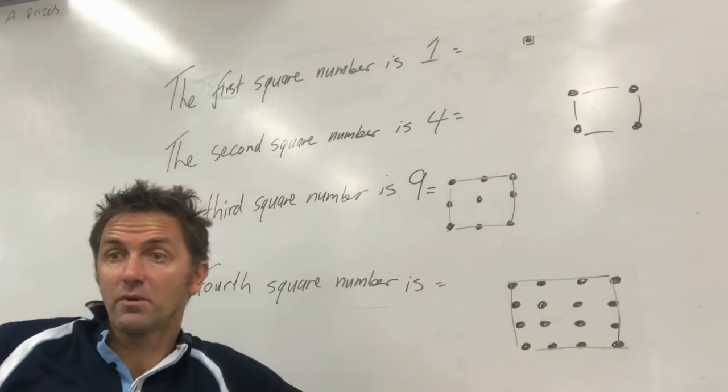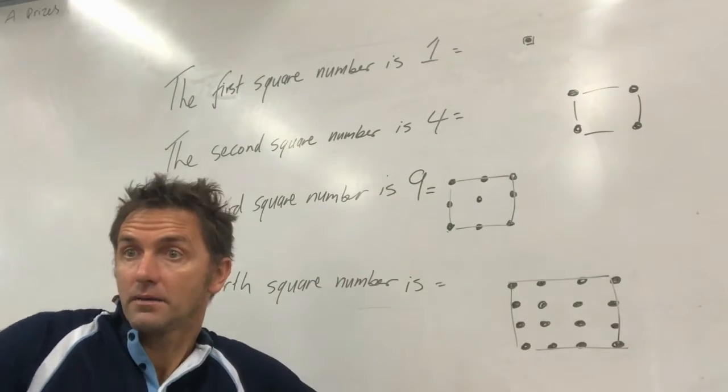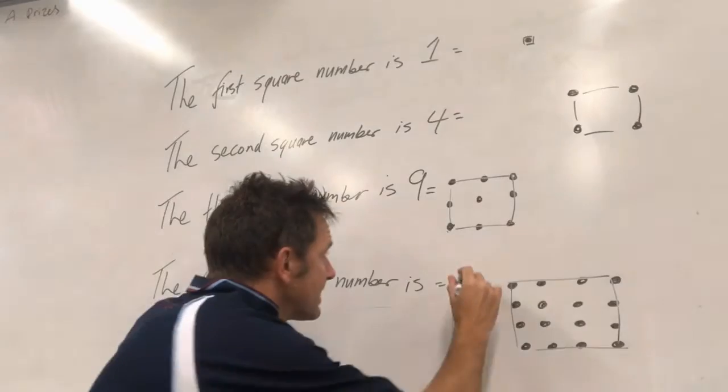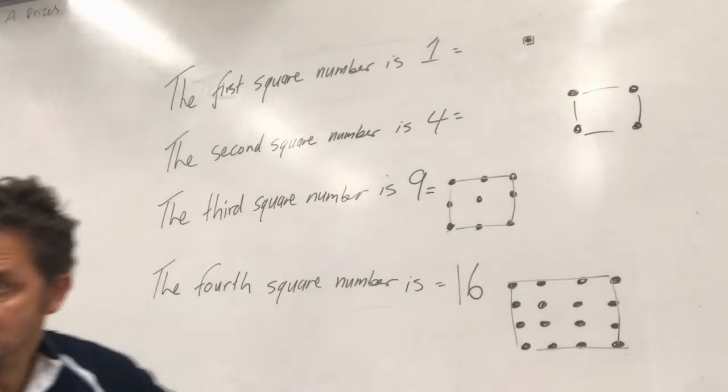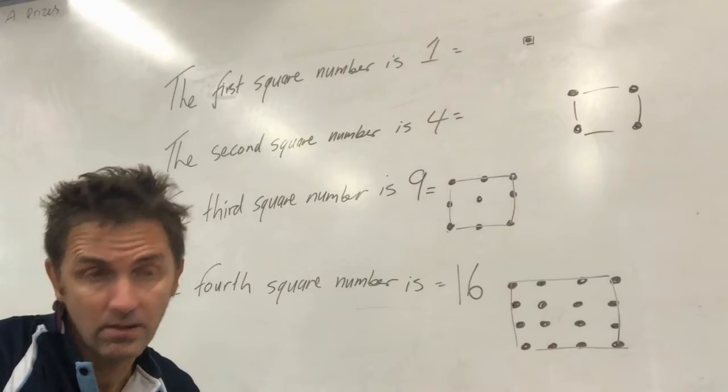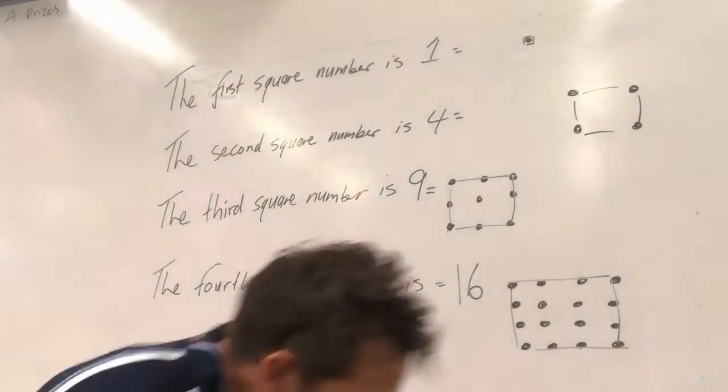What's the value of the fourth square number? Bria? 16. Are you copying this down? Good, because watch this.